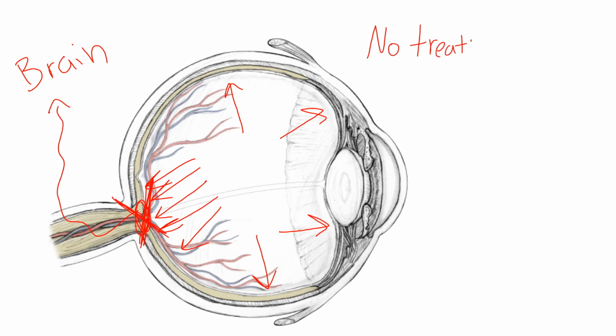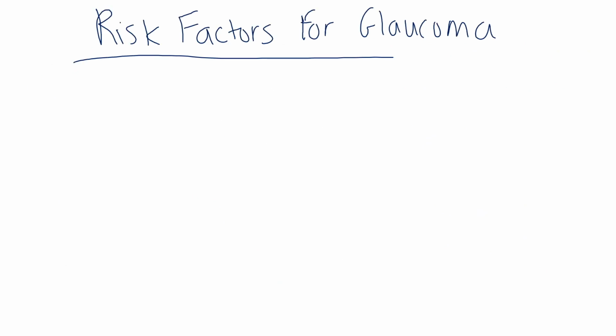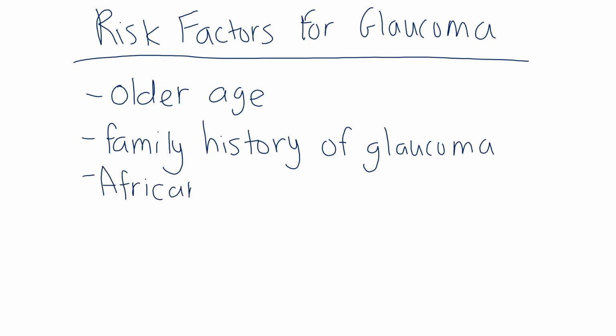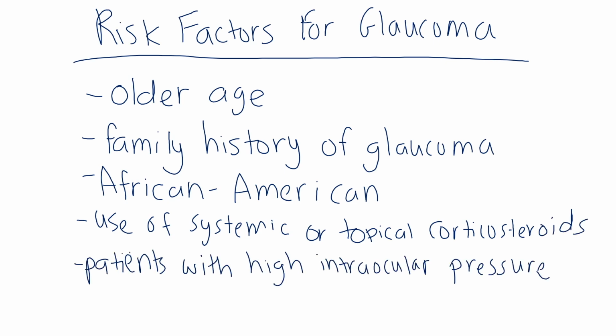There is no treatment for glaucoma once the damage is done, so in our patients, our goal of therapy is to prevent further damage to the optic nerve. Risk factors for glaucoma include older age, a family history of glaucoma, the African American race, use of systemic or topical corticosteroids, and patients with high intraocular pressure.